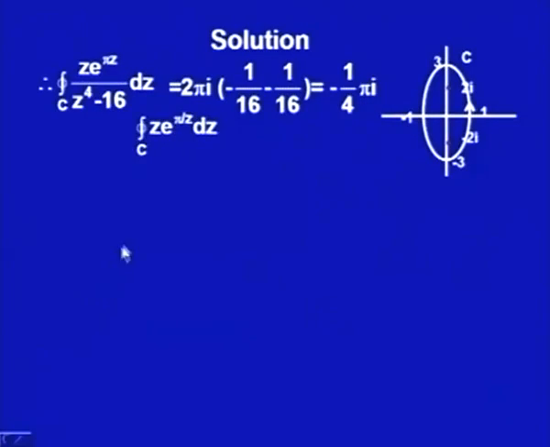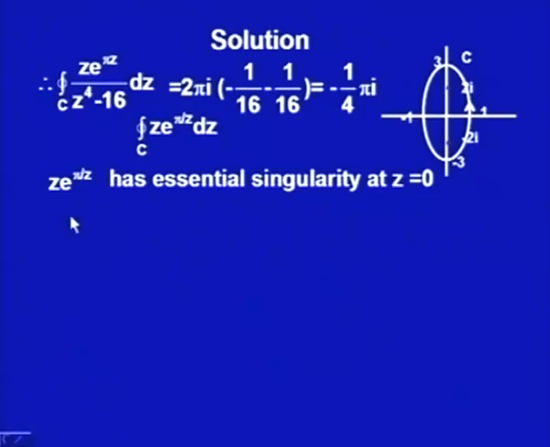Now, move to the second integral. The second integral was on the same contour of the function z into e to the power pi by z. Now, pi by z has a singularity at z is equal to 0. So, e to the power pi by z would have an expansion in which the principal part will have infinitely many terms. So, we do have that z is equal to 0 is an essential singularity for the function z into e to the power pi by z.